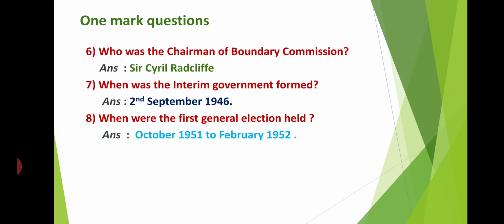So October 1951 to February 1952. This is the very perfect answer. You should write this: October 1951 to February 1952. Otherwise you can just write 1951 to 1952. That is also a right answer. This question is most important.